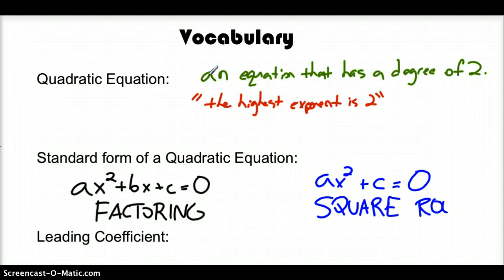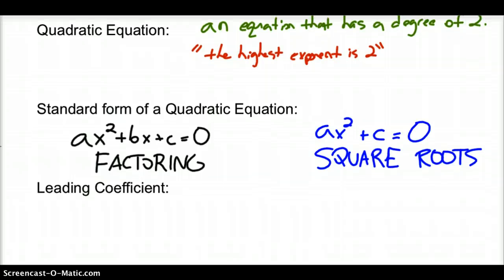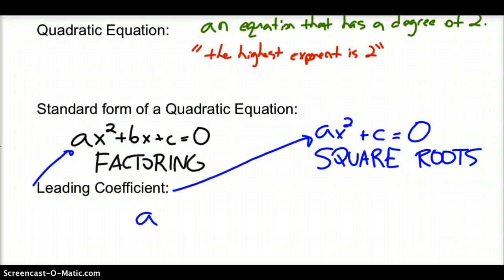Okay, so just as we had sometimes 2 solutions when we factored, right? We're sometimes going to have 2 solutions when we solve by finding square roots. Now, the leading coefficient, if we just look, is basically going to be the coefficient of the x squared term. In this case, it's actually just going to be a. Okay, so let's look at a few different cases that come about when we solve by square roots.